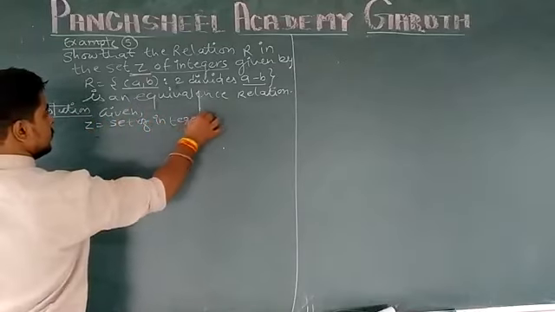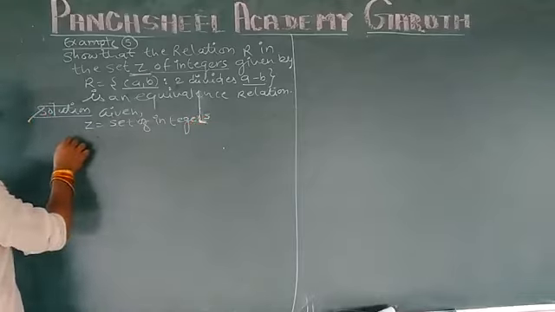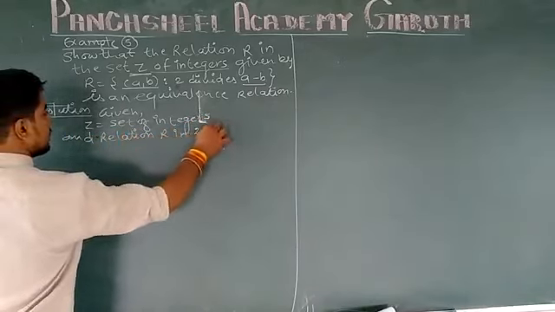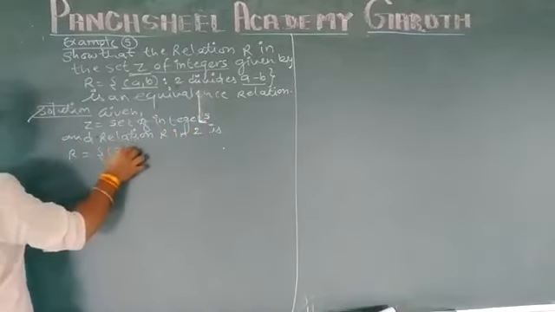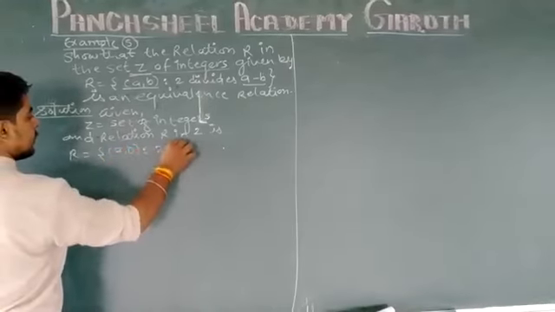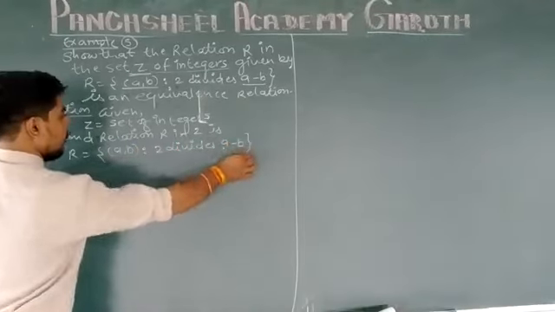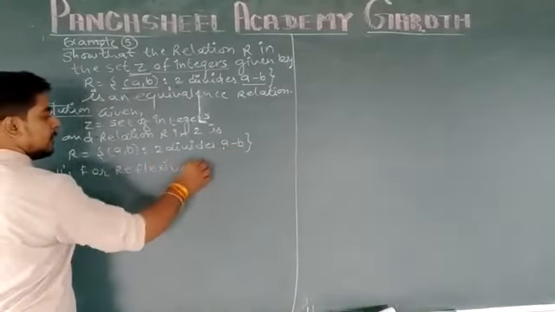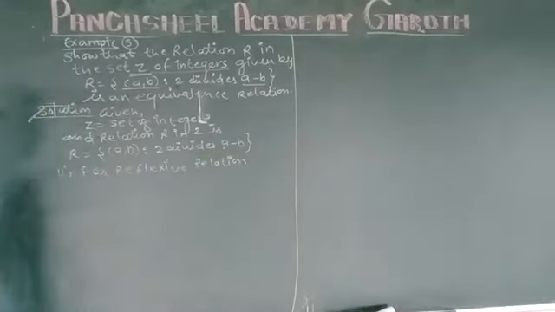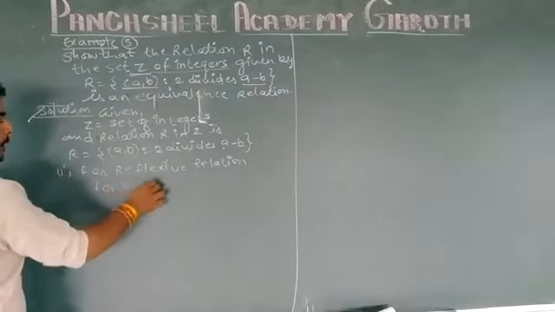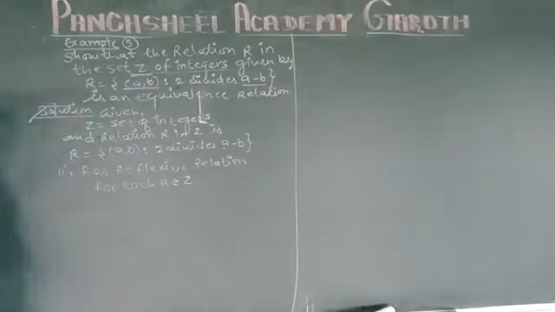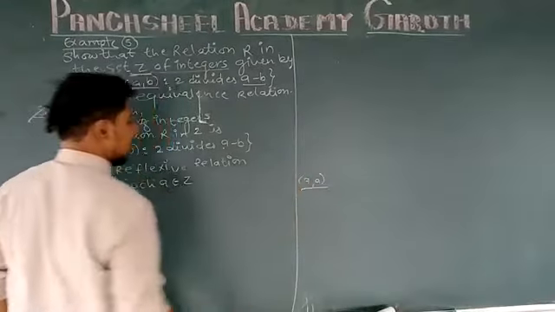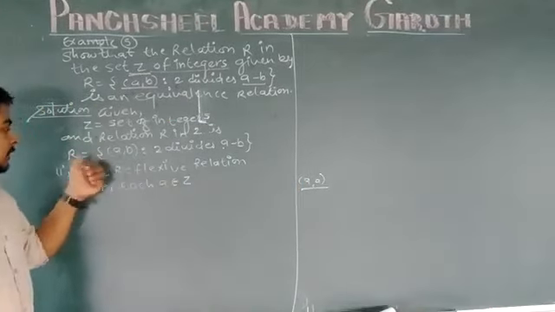R in Z contains the ordered pair (A, B) such that 2 divides the difference of A and B. First, for reflexive relation, we will see that for each A belongs to Z. It means that for reflexive relation we need to prove that the ordered pair of the same element will definitely come into R.